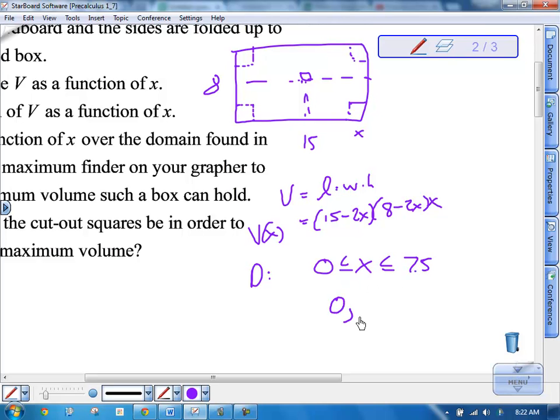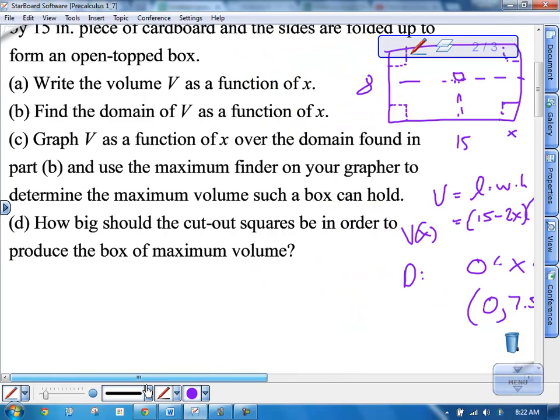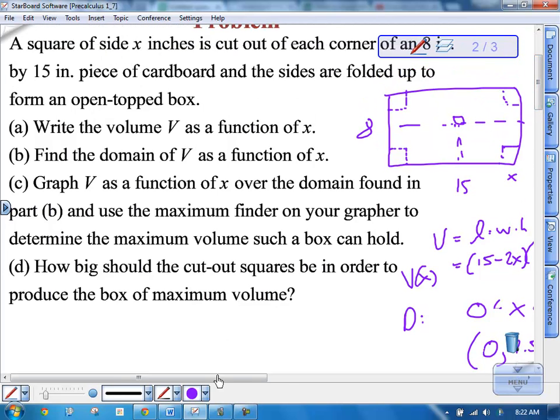Now we can write that in interval notation. I'm sorry, parentheses, because we can't actually have 0 and we can't actually have 7.5. So that would be our domain. All right, and then we want to graph this over the domain and use the maximum finder on our grapher to find the maximum volume. How much would we cut out to find the maximum volume?